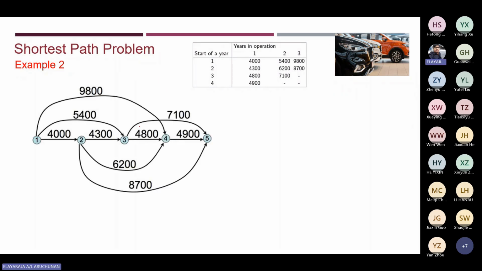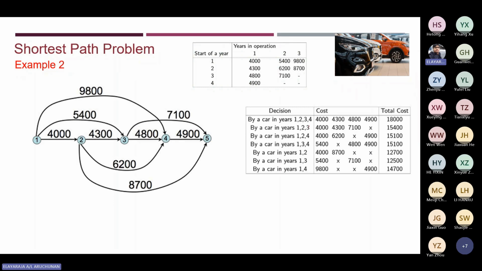This is a network model based on all the possible decisions that you can make. First year you buy the car, followed by the second year, third year, fourth year, and then fifth year. We need to add on another node, because if you buy a car at the beginning of the fourth year, it ends at the end of that fourth year, which means year 5. That's what you need to assume.